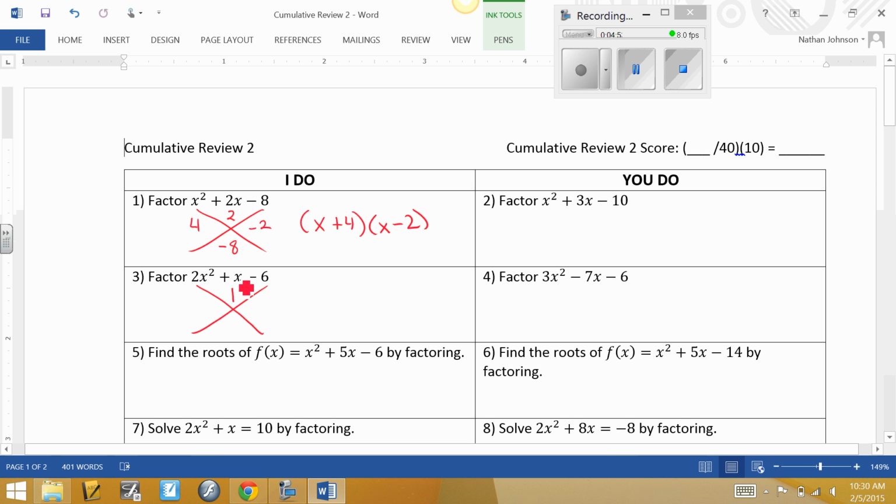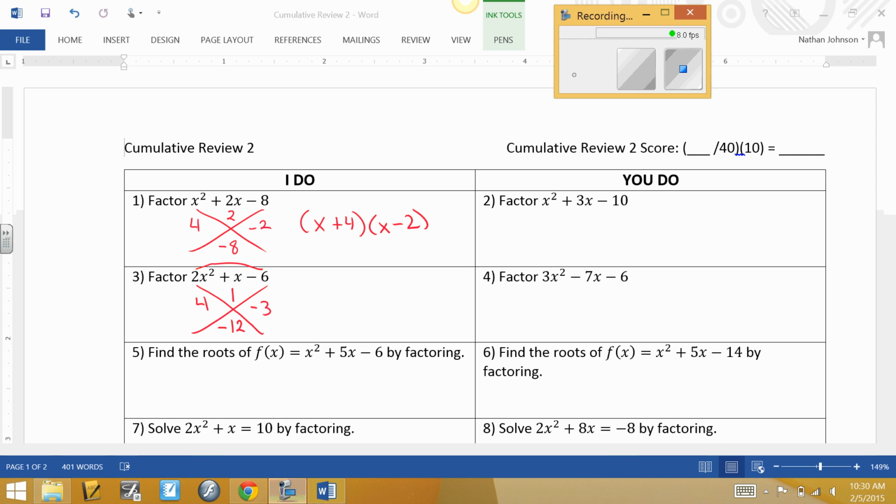Problem 3, we drop the top number in the middle like we always have. You'll notice the number in front of the x is a Ninja 1. You can't see it. The number that goes in the bottom of the x is multiplying the lead coefficient and the constant coefficient together. So 2 and negative 6 make a negative 12. Now we're looking at numbers that multiply to give me negative 12 and add to give me 1. Those numbers would be 4 and negative 3.